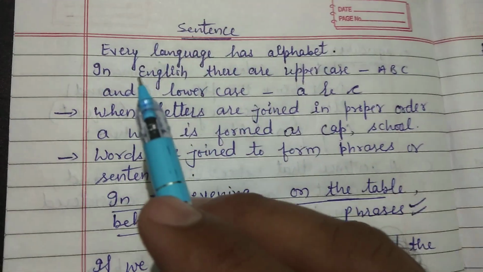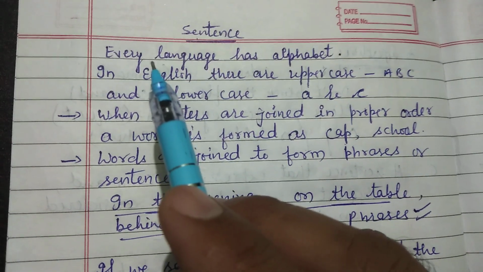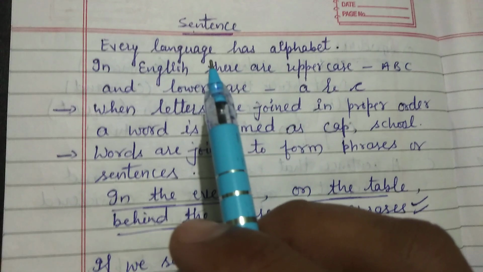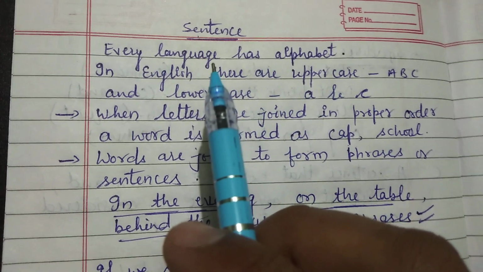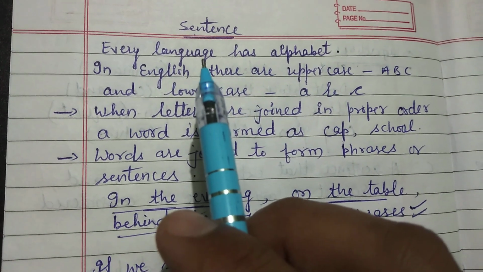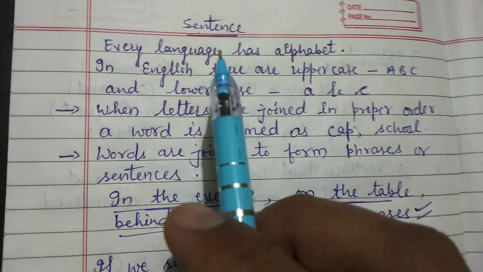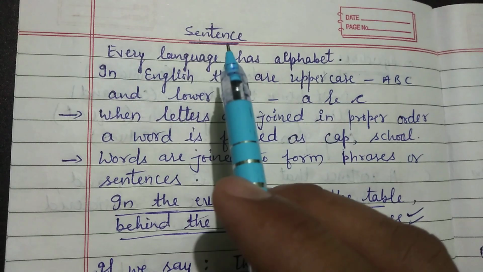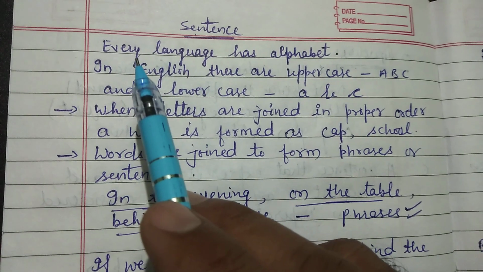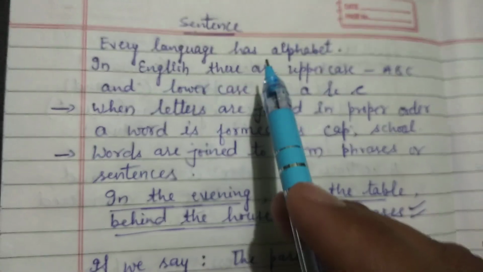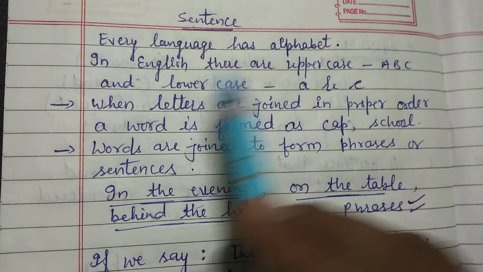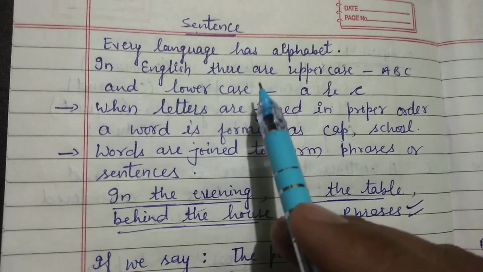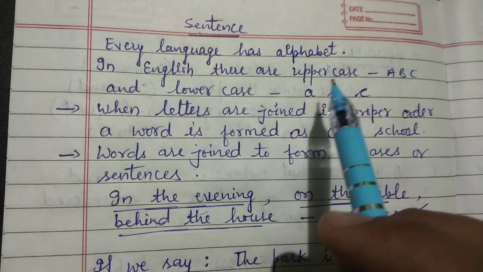Dear students, as we know that language is a means of communication, and to communicate we need to know what a sentence is. So our today's topic is sentence. We know that every language has an alphabet. In English, there are 26 letters.